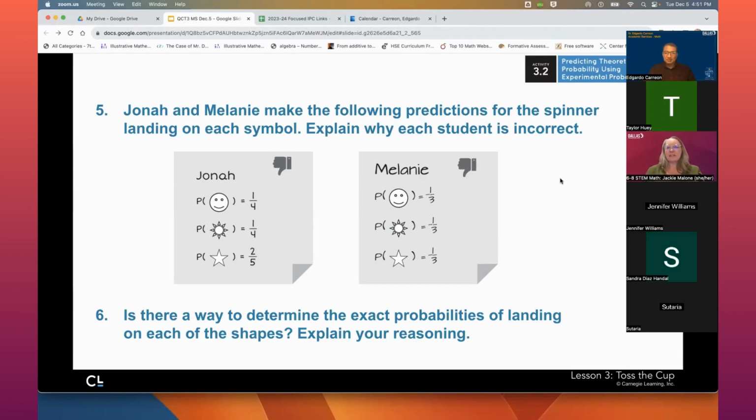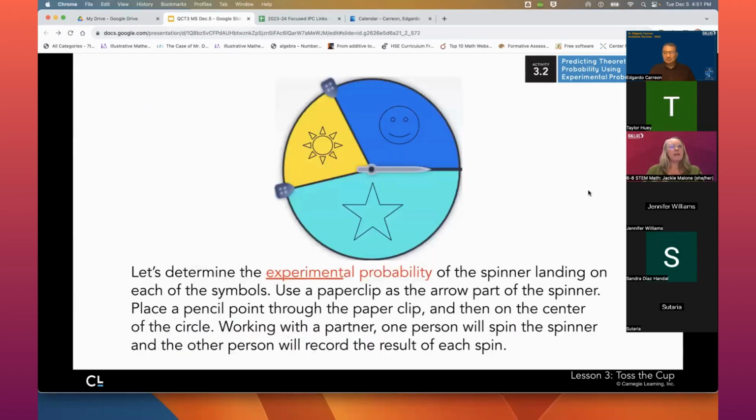So let's go on to the next slide, Edgardo. So experimental probability, because we're going to have to do an experiment and we're going to have to use the spinner. You all are going to have a moment to take a look at the spinner that you can use. Edgardo, can you go ahead and click on the spinner and pull it up? While you're doing that, I'm going to put the link in the chat. Okay, if you guys are able to pull it up, we can show you how to adjust it.